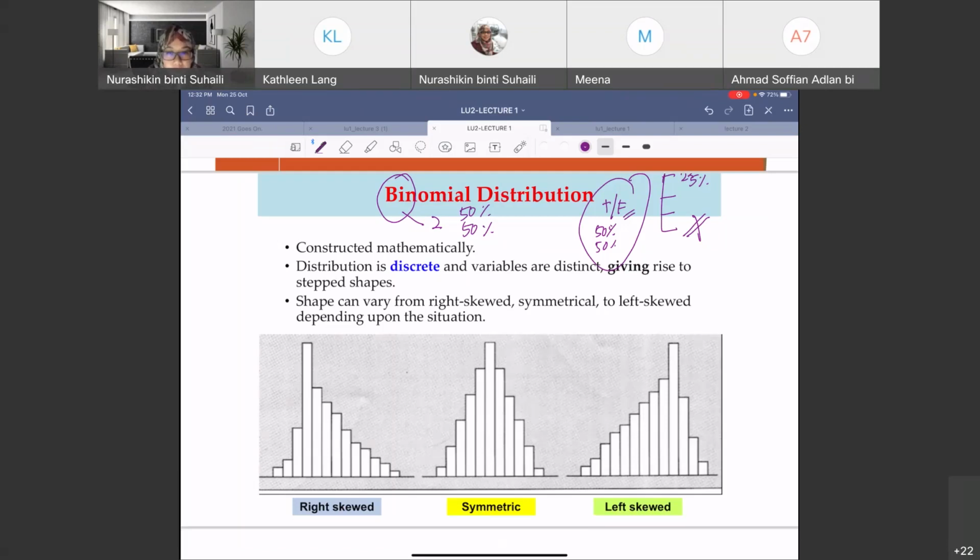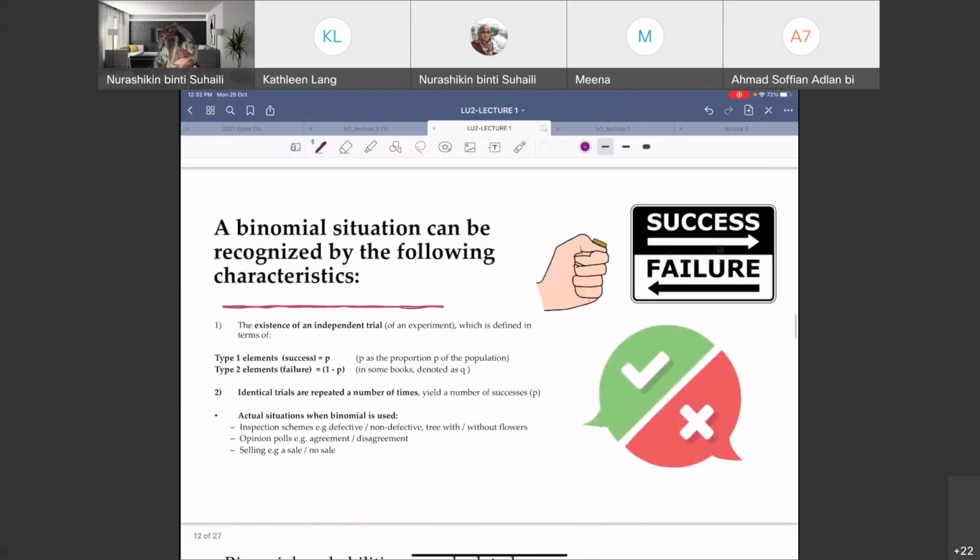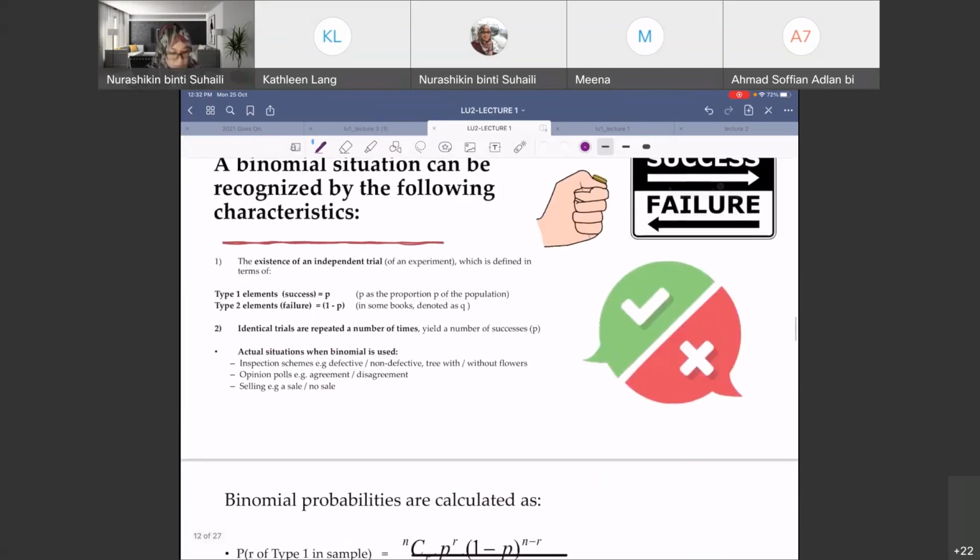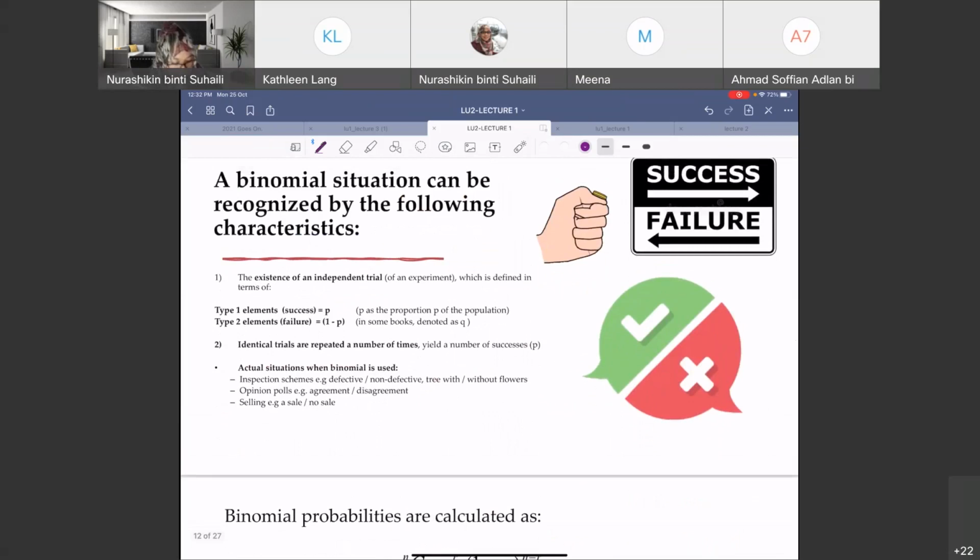Okay, so this is about skewness. Let's have a look. A binomial situation can be recognized by the following characteristics. As I said just now, it's yes or no, success, failure, true, false. Anything that has two outcomes. That kind of situation is binomial data. Sell or no sell, agree, not agree, with flowers or without flowers, something like that.